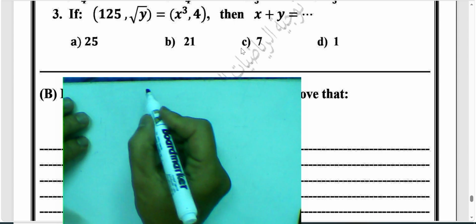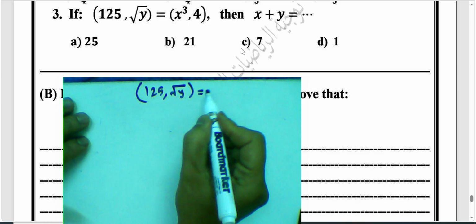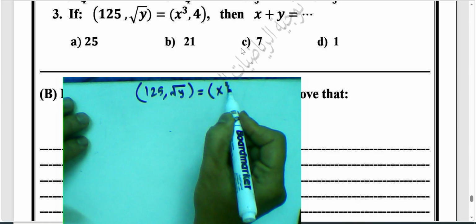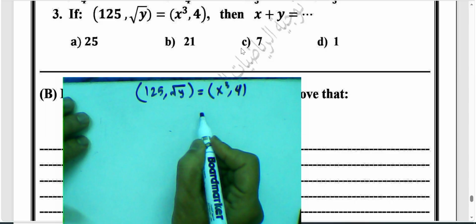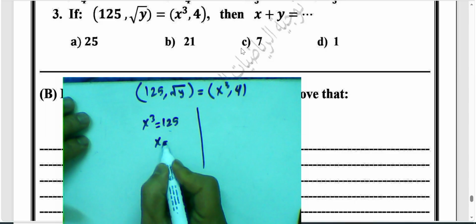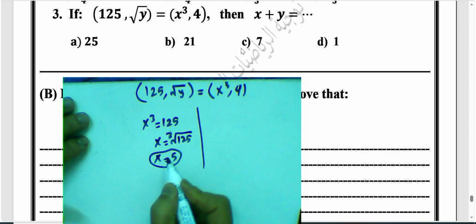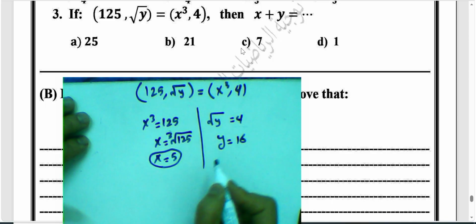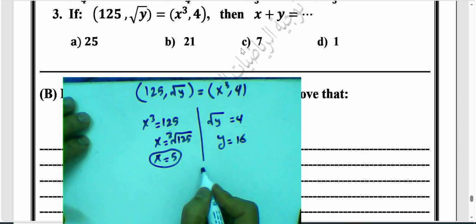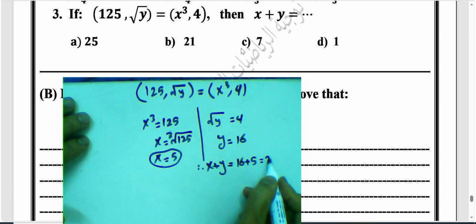We have order here, 125 and square root of y equivalent to x power 3 and 4. We can write x power 3 equivalent to 125, then the value of x is the cubic root of 125, so the value of x will be 5. And square root of y equal 4, then the value of y equals 16. Now we want to find x plus y. We have 16 plus 5 is 21. Choose letter B.